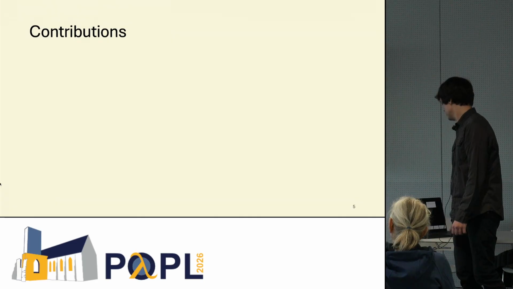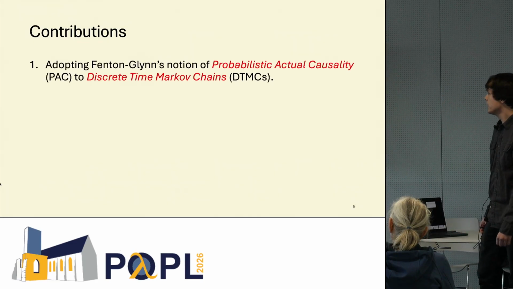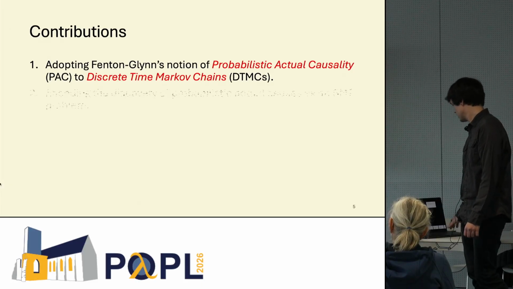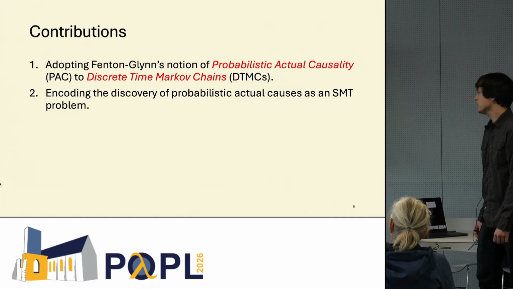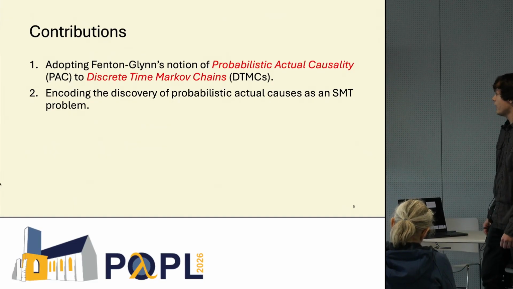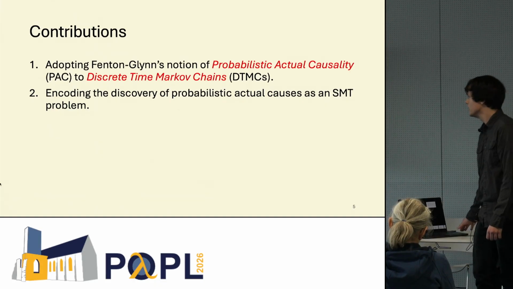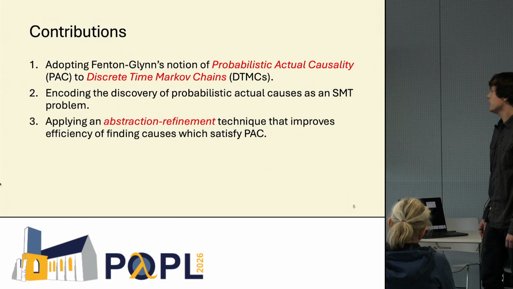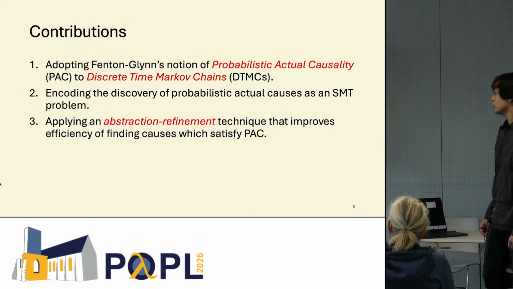So what we did was we applied this notion of probabilistic actual causality and adopted it to work with discrete time Markov chains. We formulated the discovery of these probabilistic actual causes as an SMT problem. And finally, we applied an abstraction refinement technique in order to handle larger model sizes.